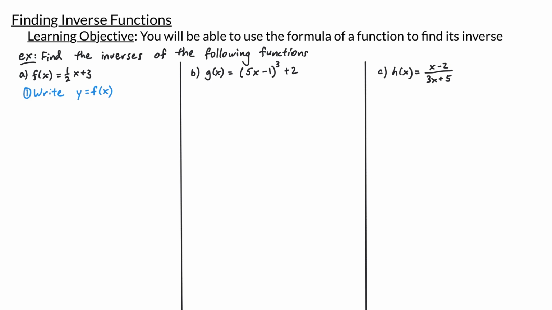Our first step in finding the inverse is to write y equals whatever the formula for the output of your function is. For our example here, we would write y equals 1/2 x plus 3. Our next step is to take that equation and swap the x's and y's.